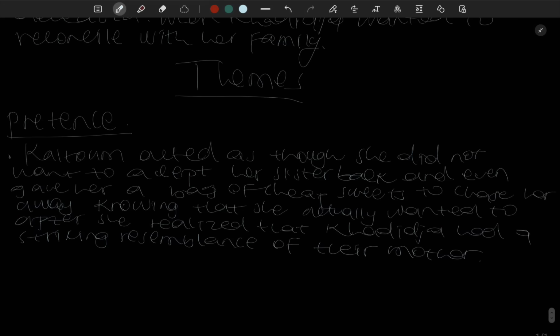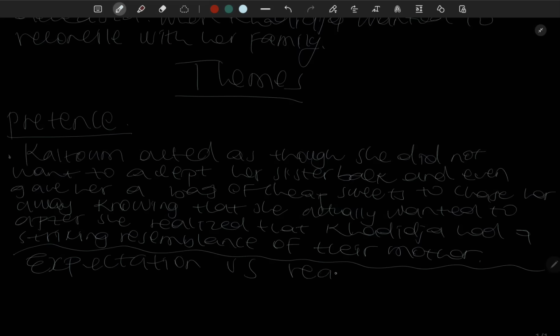So the last theme is expectation versus reality. So Khadija had hoped that by showing up regularly and being herself at the family shop, her family will relent and welcome her back into the inner circle. Whereas in reality, it was Khawthum's stubborn refusal to accept her sister into their midst that prevented the reconciliation.